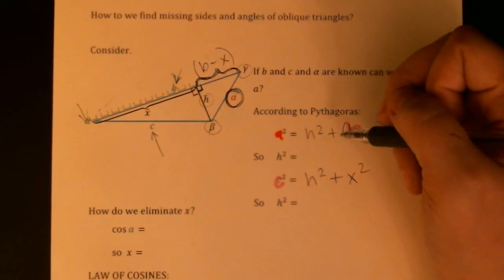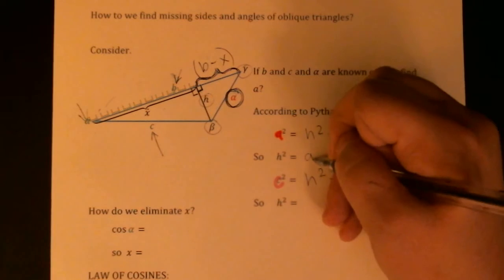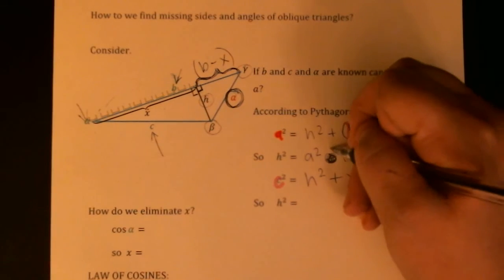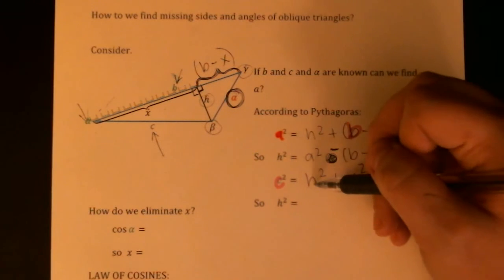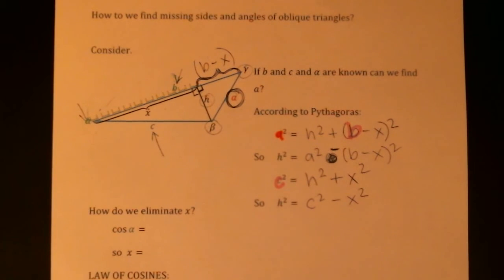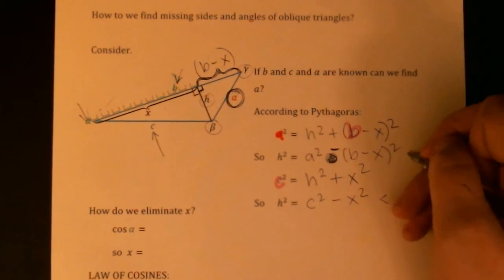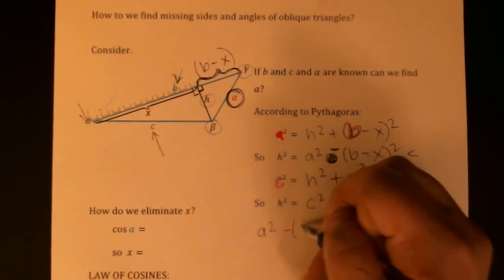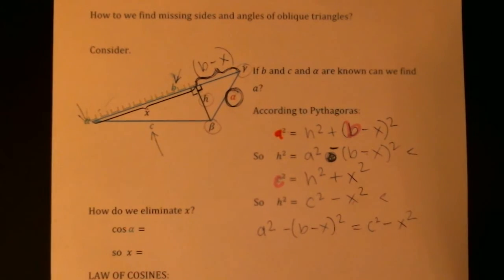So the first thing I'm going to do is go ahead and just solve both for h squared. So h squared is equal to a squared minus (b minus x) squared. So we would subtract (b minus x) squared over with the a. And in this one, we could say h squared is equal to c squared minus x squared. And if h squared is equal to the first thing and the second thing, we should be able to set those two expressions equal to each other. So we should at this point be able to say that a squared minus (b minus x) squared is equal to c squared minus x squared.